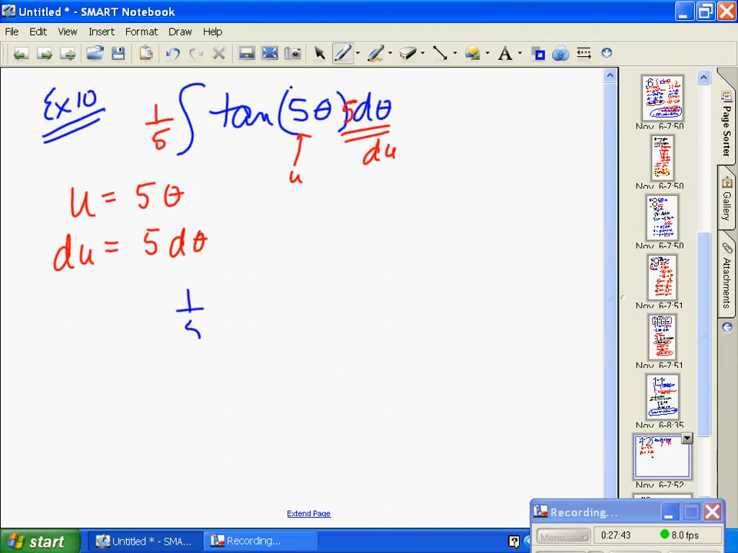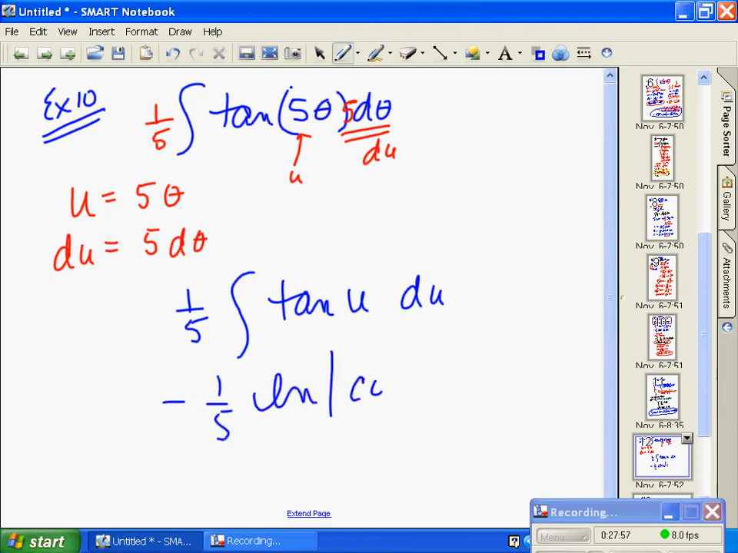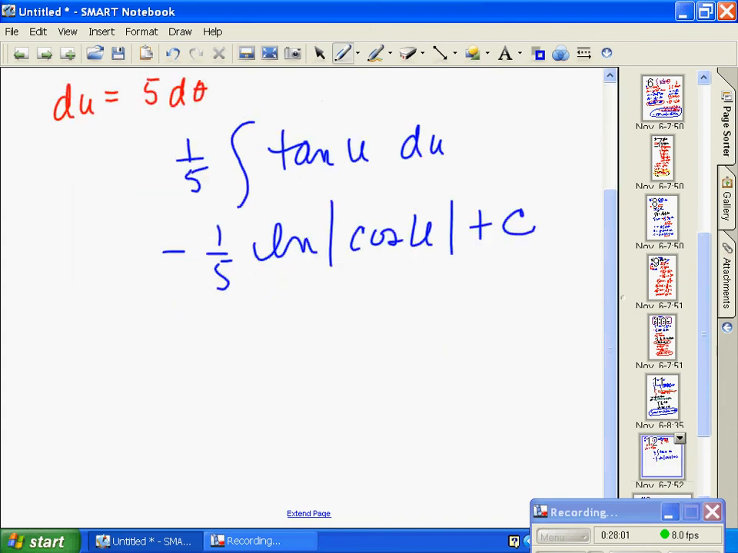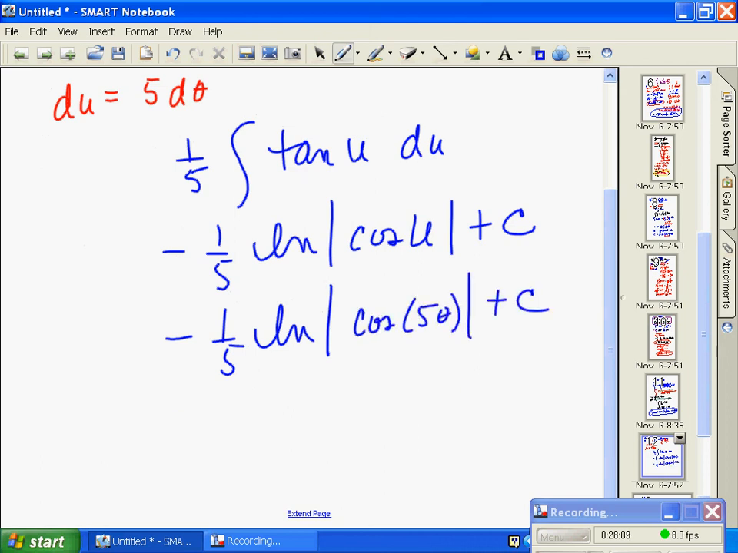So I have 1/5 integral tangent of u du. So now then I have, just applying that property, negative 1/5 natural log of the absolute value of cosine of u plus c, and then just put your u back in. Negative 1/5 ln of the absolute value of cosine of 5 theta plus c. There's my answer.